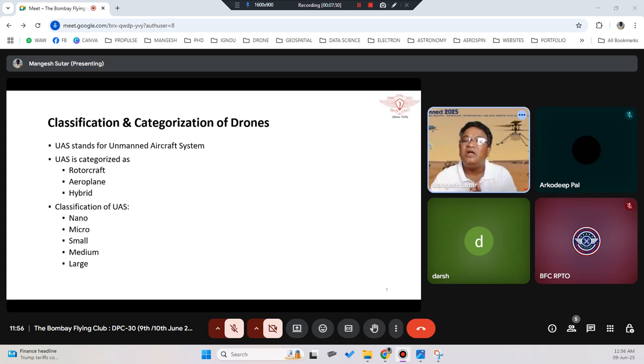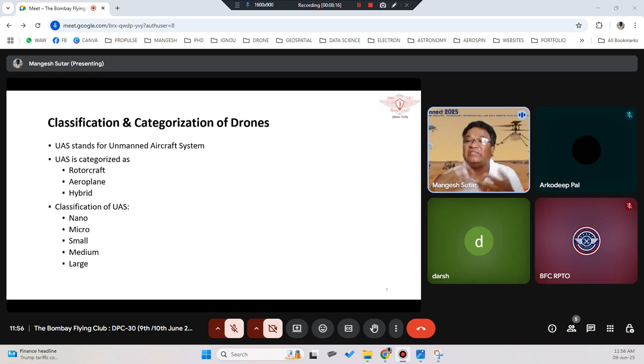So these are the three categories of unmanned aircraft system. These are flown remotely piloted, or can be a part of autonomous also. We'll see that as a subcategory at a later stage, but primarily the three categories are rotorcraft, aeroplane, and hybrid. So that is how you categorize your unmanned aircraft system.